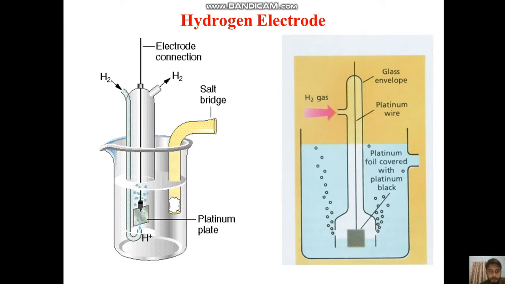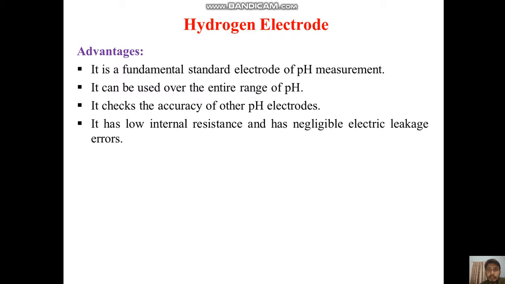Here you can see the hydrogen electrode. The electrode connection is there, the H2 outlet and inlet are there, the salt bridge here you can see, and a platinum plate at the bottom. The H2 gas inlet is on the right side, and inside this glass envelope we have platinum wire and platinum foil covered with platinum black.